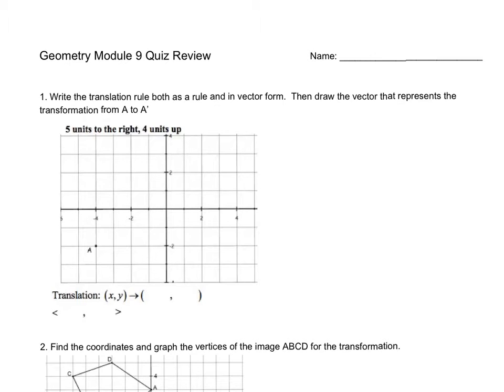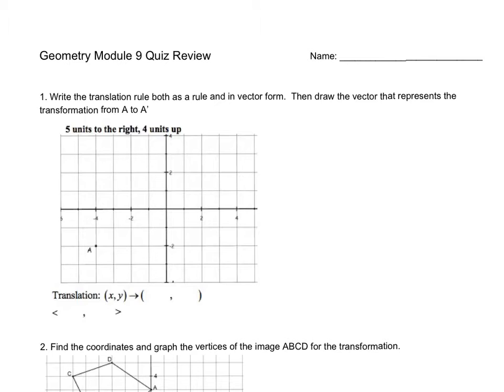For the Module 9 quiz review, we're going to go over the transformations we discussed: translations, reflections, rotations, and dilations. In problem 1, we are going to write the translation rule both as a rule and in vector form. Then we want to draw the vector that represents the transformation from A to A prime.